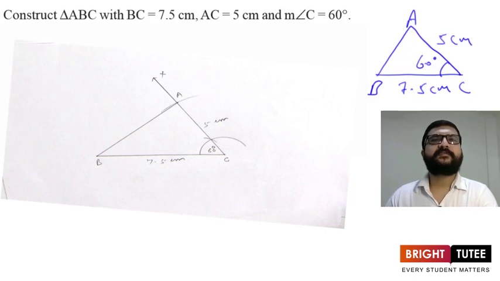So till now we have studied how we can construct a triangle in which all the three sides are given, and in which two sides are given and the angle between them is given. We have seen these two types of construction.